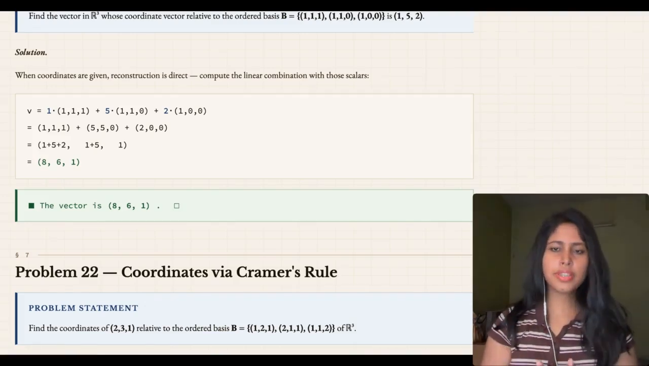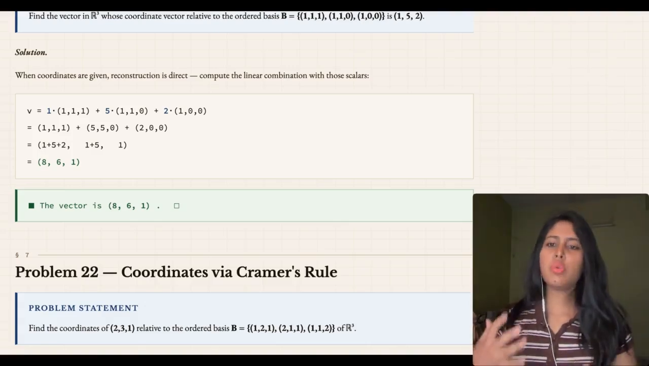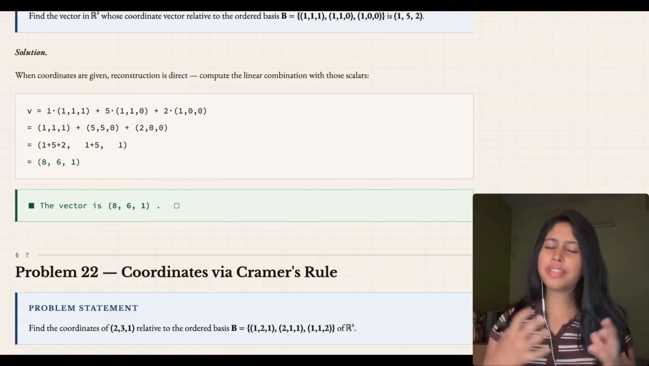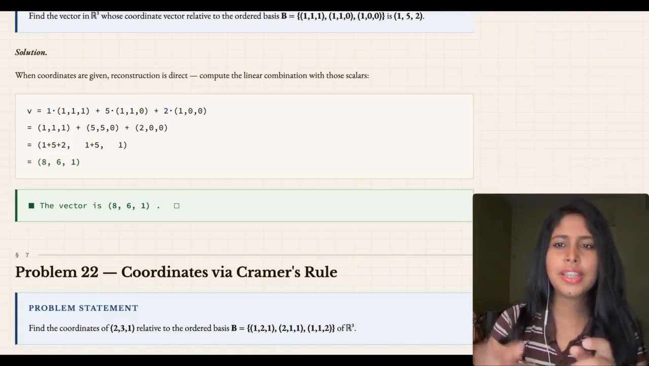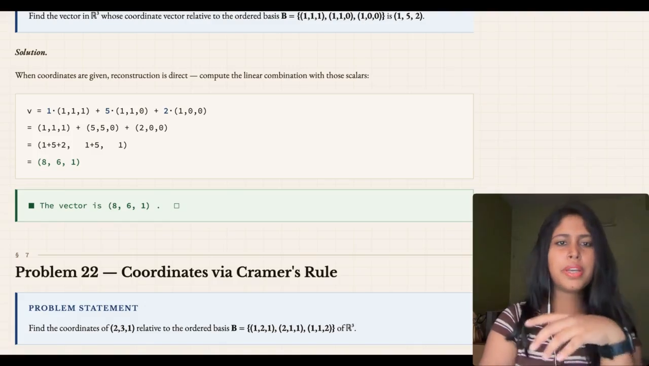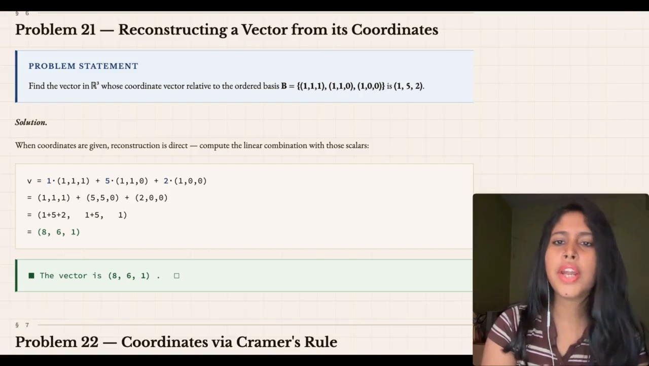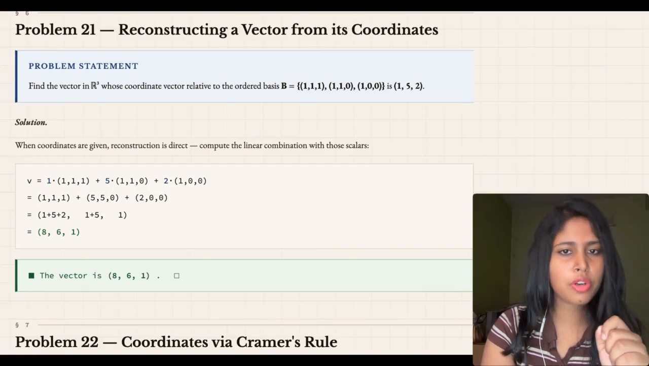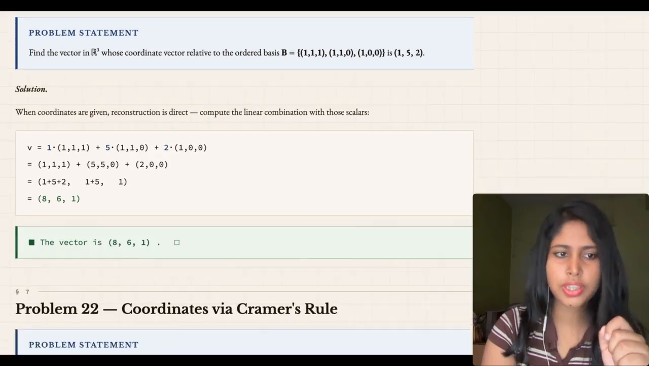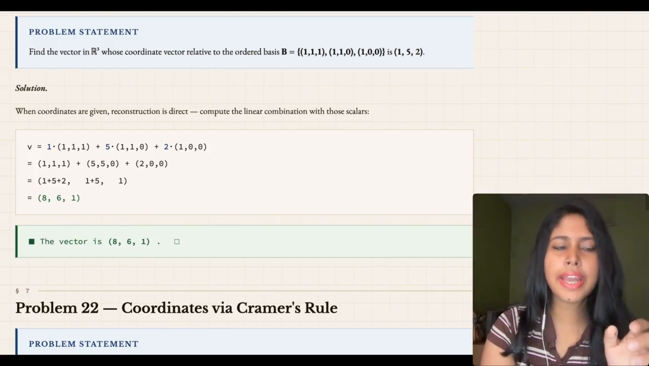Now we have been given that the coordinates of some vector relative to the basis is (1, 5, 2). Now what is the actual vector? Now this one is basically very straightforward, as I was saying that this is a very intuitive question. Just plug in directly. We are given this vector (1, 5, 2). Now you will put what is this 1? This is the C1. So it will be 1 into (1, 1, 1), then 5 into (1, 1, 0), then 2 into (1, 0, 1). Then what are you getting? We are getting (8, 6, 1). Then the vector is basically (8, 6, 1).